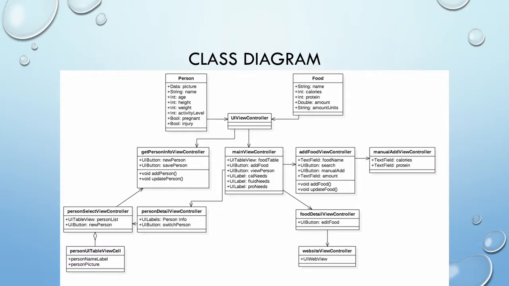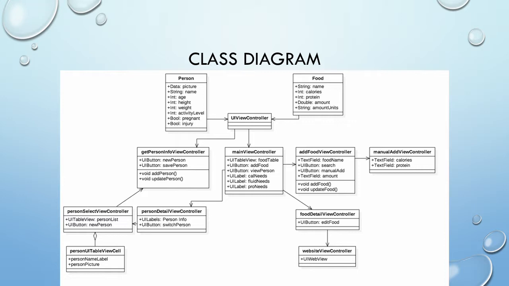So here's a look at the main class diagram of the program. You can see in the middle is the main view controller where everything starts. You have the main table view that lists all of the food that you've entered, as well as a button to view the profiles, as well as to add another food. It also stores the values for the calorie needs and the protein needs for the profile that's selected.